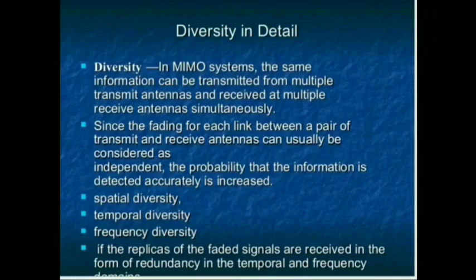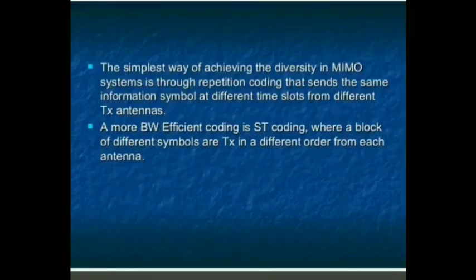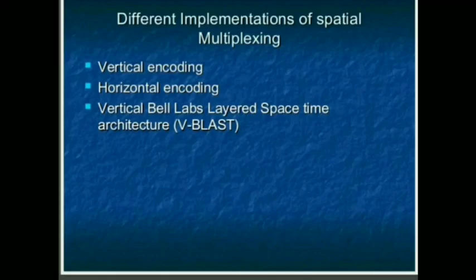And next, we are going to see diversity. In MIMO, the same information can be transmitted from multiple antennas simultaneously. The probability that the information is detected accurately will increase, and to carry out diversity, we have different types: spatial diversity, temporal diversity, as well as frequency diversity. To implement spatial diversity, we are going to see spatial multiplexing. It can be implemented by using vertical or horizontal encoding. These things are carried out by V-BLAST, which stands for Vertical Bell Labs Layered Space-Time architecture.